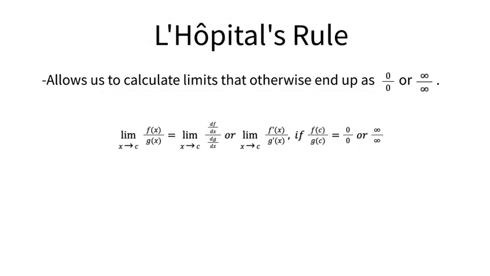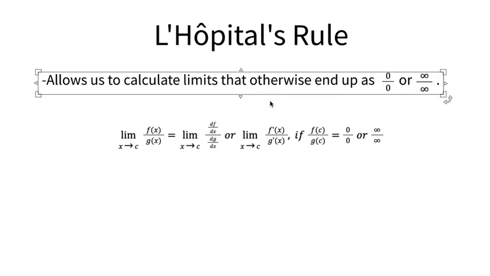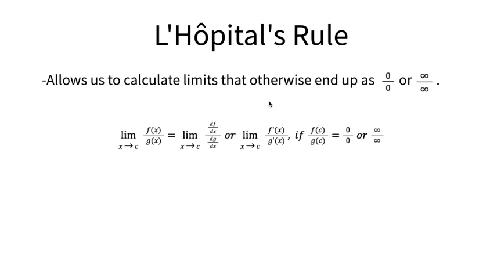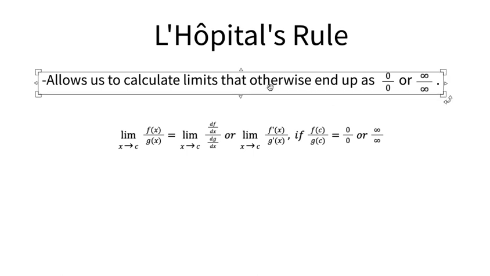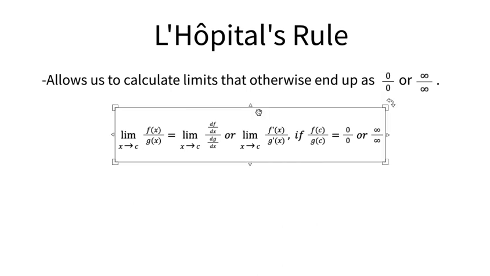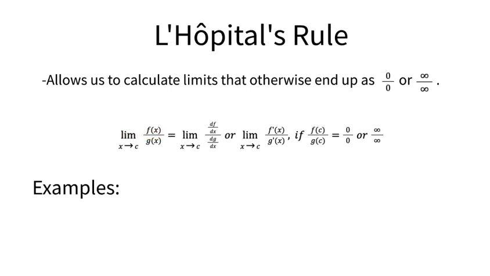So this is the rule. The limit as x goes to c of f of x over g of x equals the limit as x goes to c of df dx divided by dg dx, or the limit as x goes to c of f prime of x over g prime of x. I put both notations. And this rule only applies, and this is really important, if f of c over g of c would be 0 over 0 or infinity over infinity. If it's not 0 over 0 or infinity over infinity when you just plug in c, then this rule does not apply. So let's do some examples.